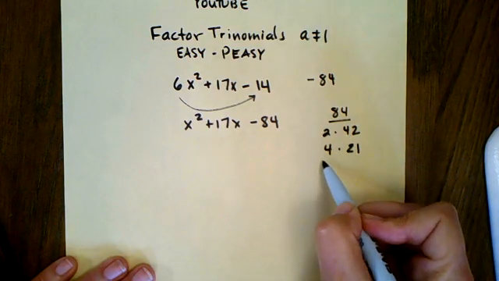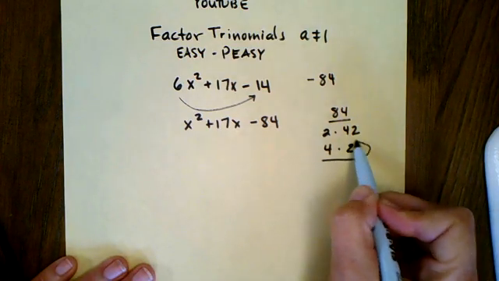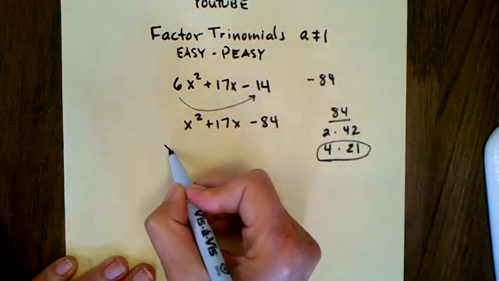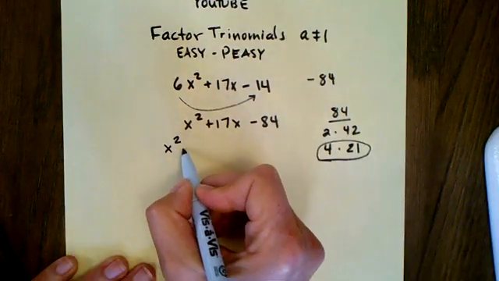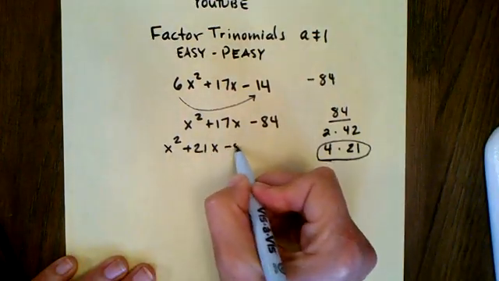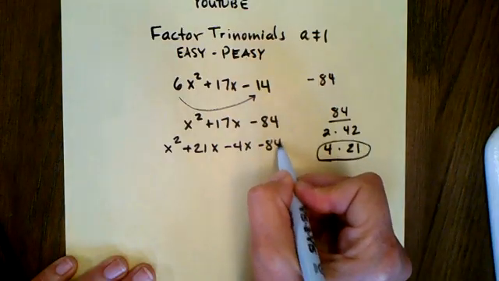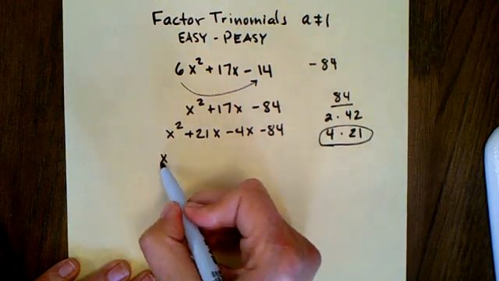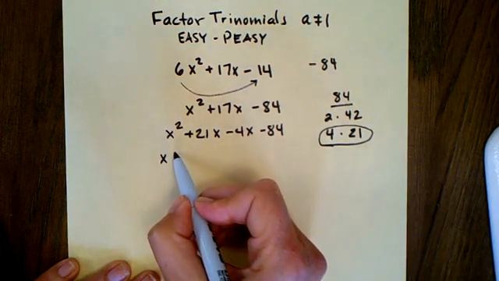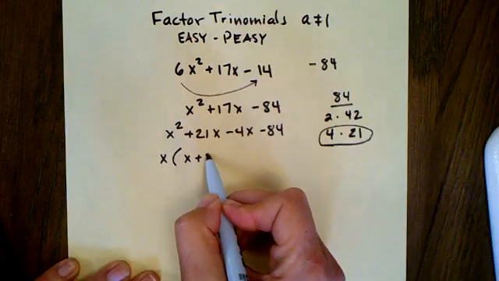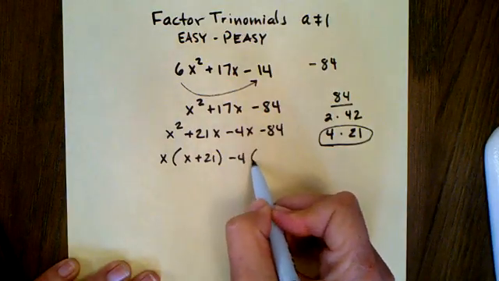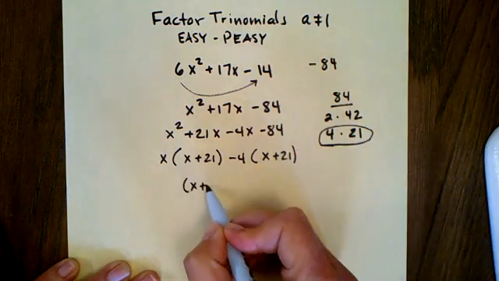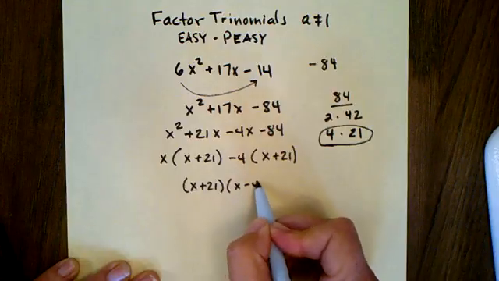And now take a look at this. I think I got lucky. Their difference is 17. So we're going to use these two. So x squared plus 21x minus 4x minus 84. And now I have x times x plus 21, negative 4 times x plus 21, and my factor pair has proved me right.